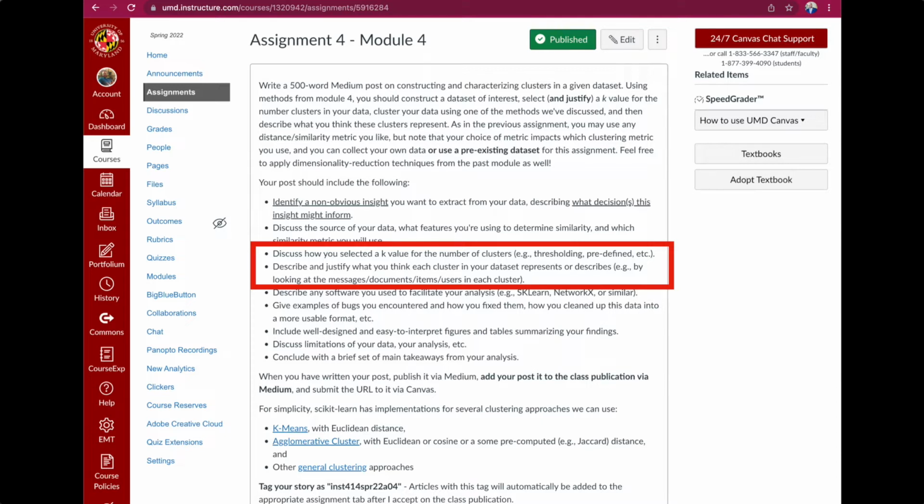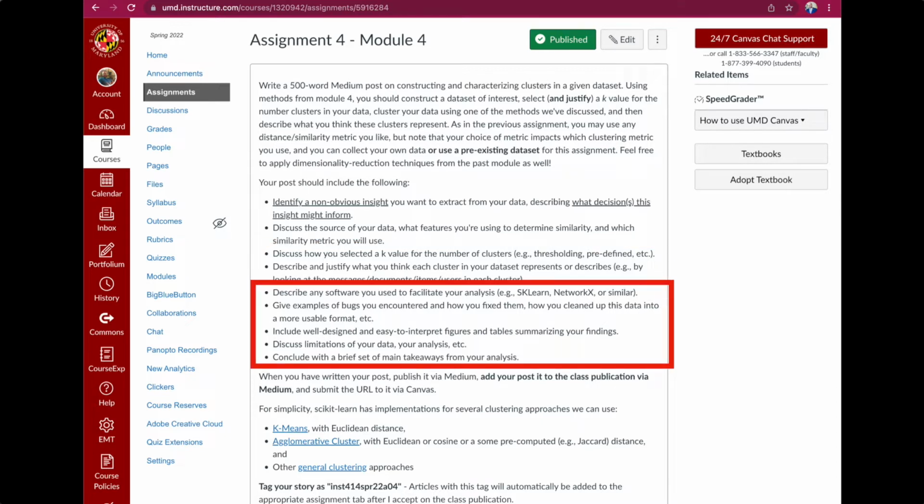Then I want you to describe and justify what you think each cluster represents. So are they topics? Are they genres? Are they markets? Are they political preferences? What have you? And then why do you think that? This is primarily going to be taking a few examples out of your clusters and inspecting them and showing them.